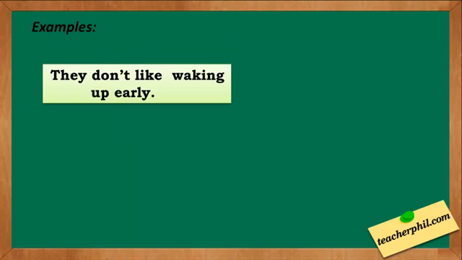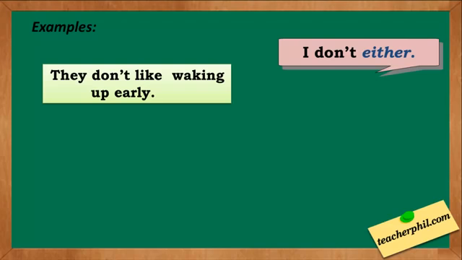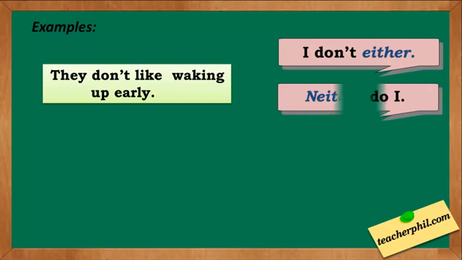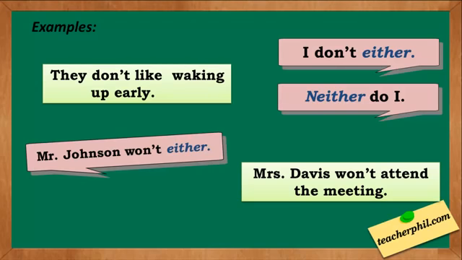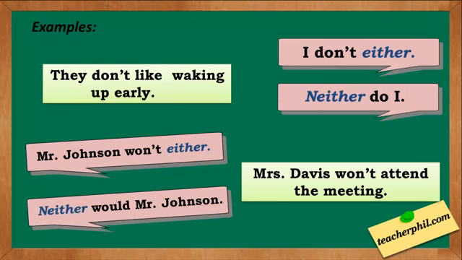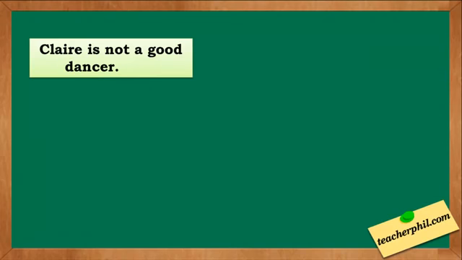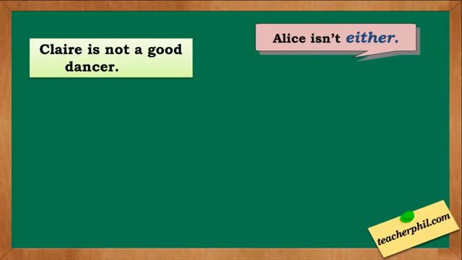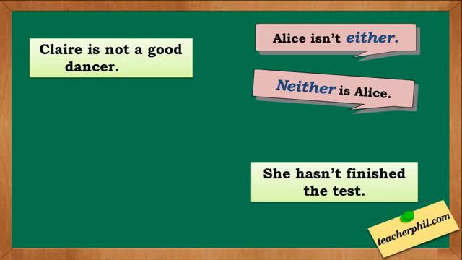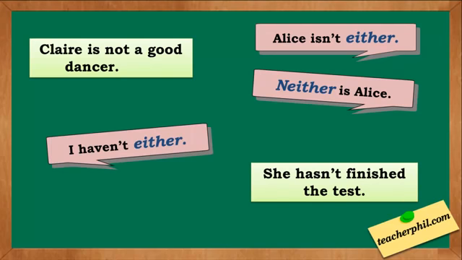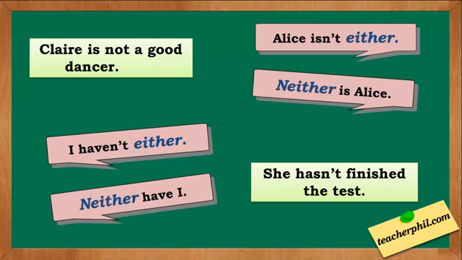Examples: They don't like waking up early. I don't either. Or, neither do I. Mrs. Davis won't attend the meeting. Mrs. Johnson won't either. Or, neither would Mrs. Johnson. Claire is not a good dancer. Alice isn't either. Or, neither is Alice. She hasn't finished the test. I haven't either. Or, neither have I.